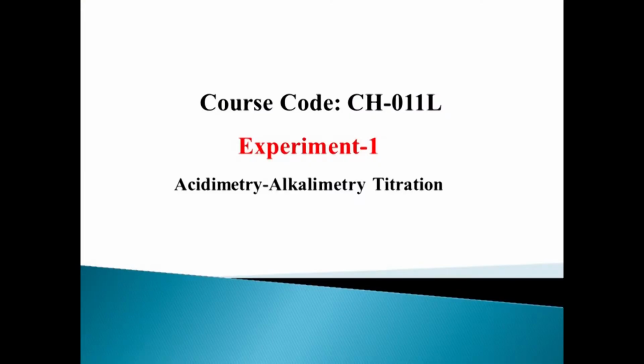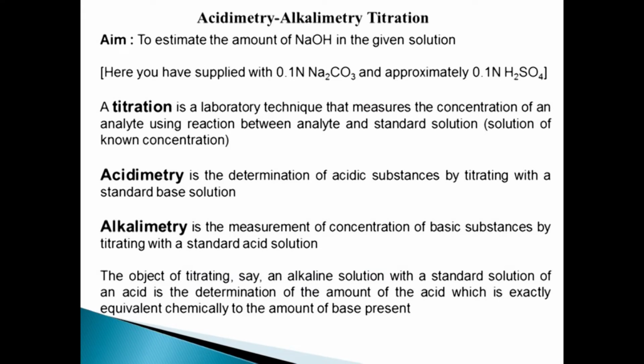I am going to demonstrate experiment 1, acidimetry alkalimetry titration, under the course code CH011L111L. It is a preparatory course in the chemistry department. The main aim of the experiment is to estimate the amount of sodium hydroxide in the given solution. Here we supply 0.1 normal sodium carbonate and approximately 0.1 normal H2SO4.